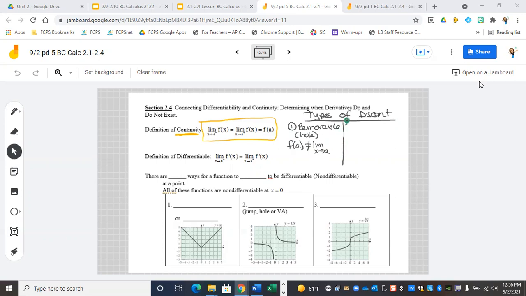The second type is actually a category of non-removable, and that is your jump, where your graph doesn't connect. This happens when the limit as x approaches from the right does not equal the limit as x approaches from the left. So it's considered non-removable discontinuity, but a more specific name is a jump. So a jump discontinuity is non-removable.